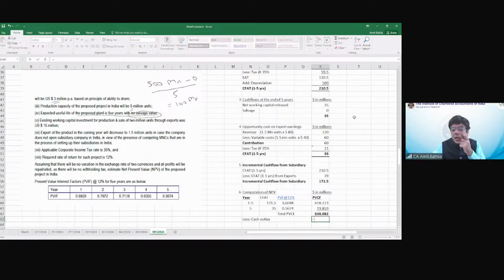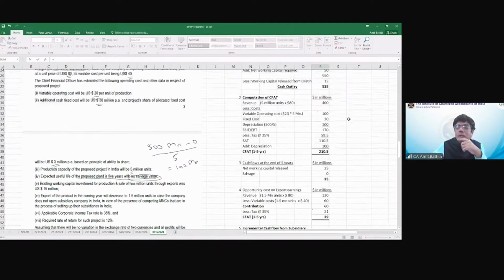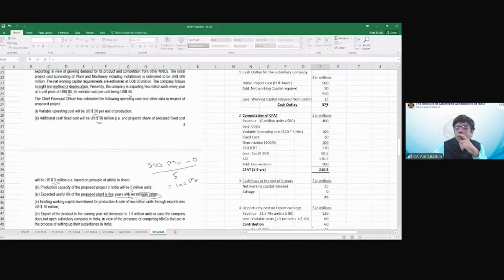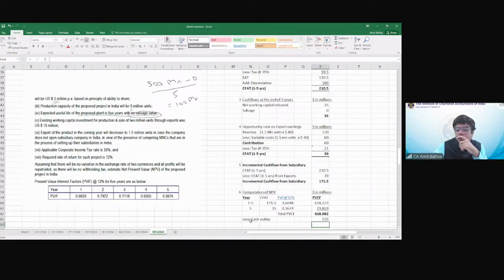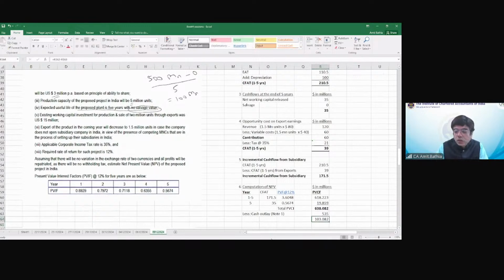Did we compute that? Have we computed that? In note 1, we had computed that. 535. So that was note 1, right? 535. So minus 535. So 103.082. This is the NPV.